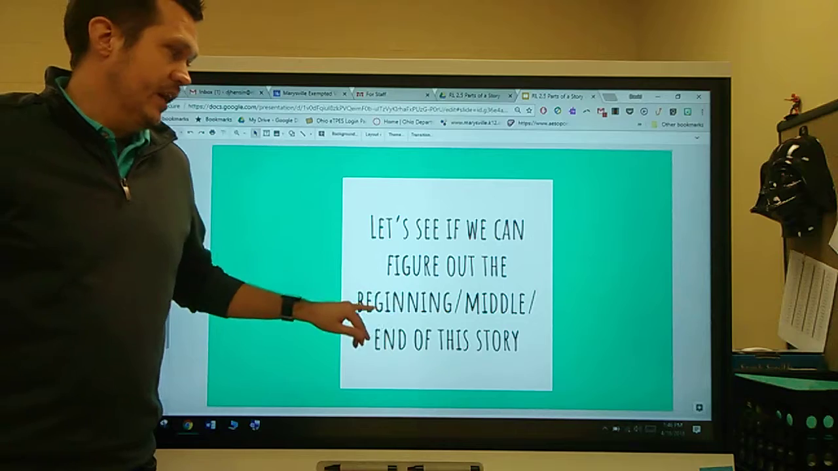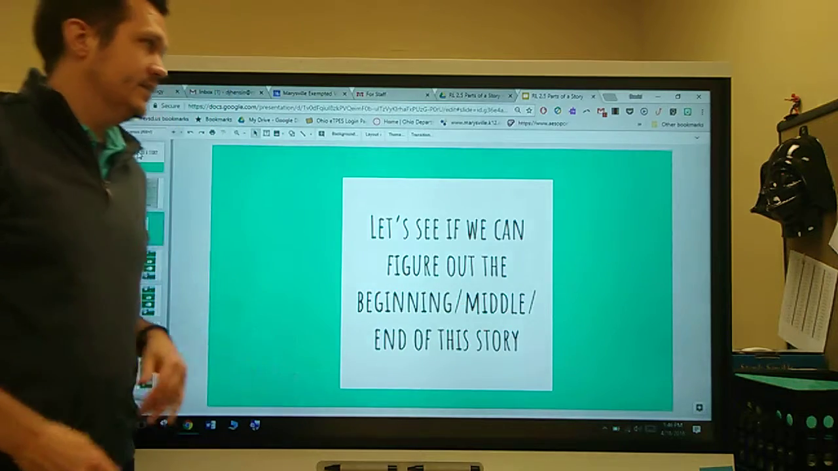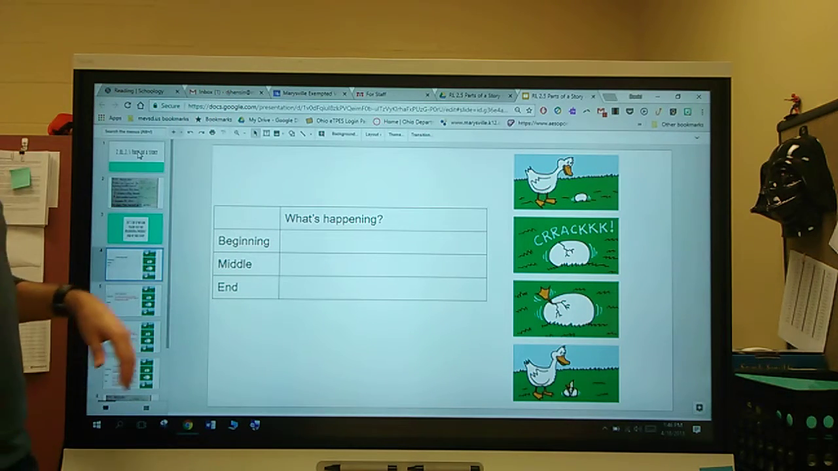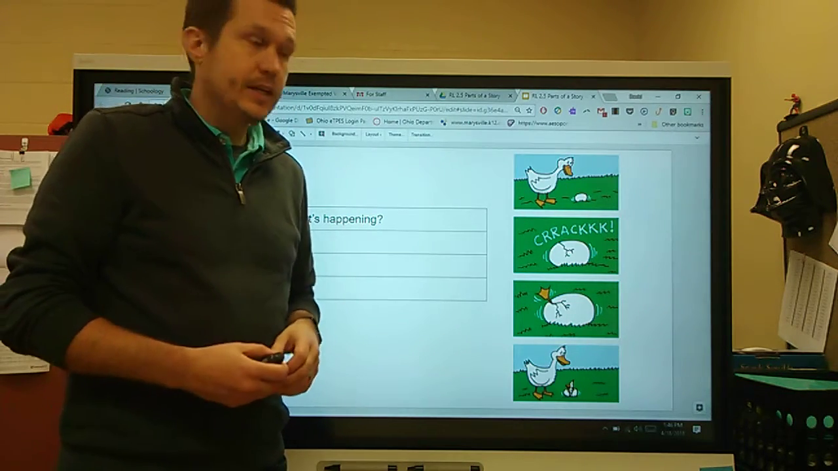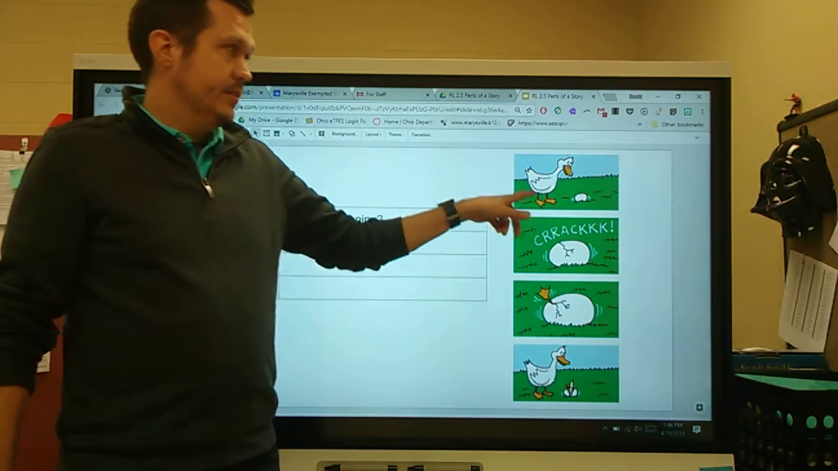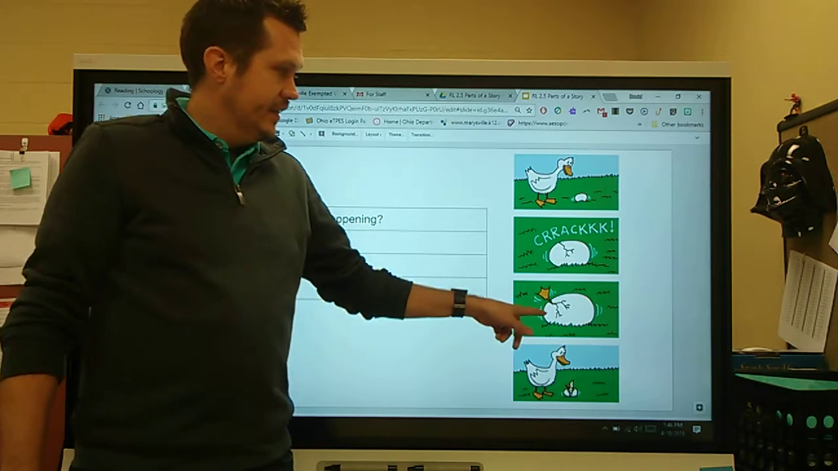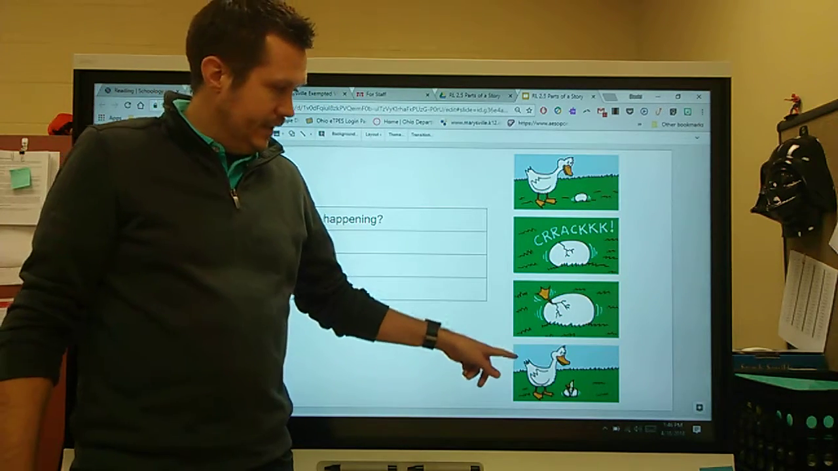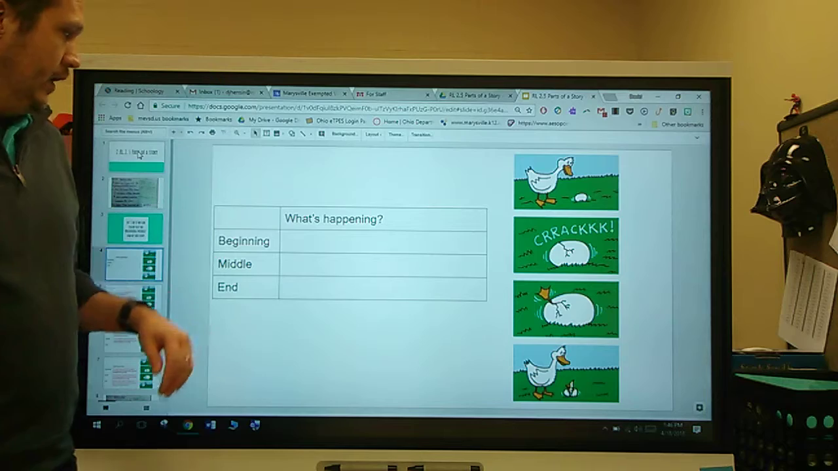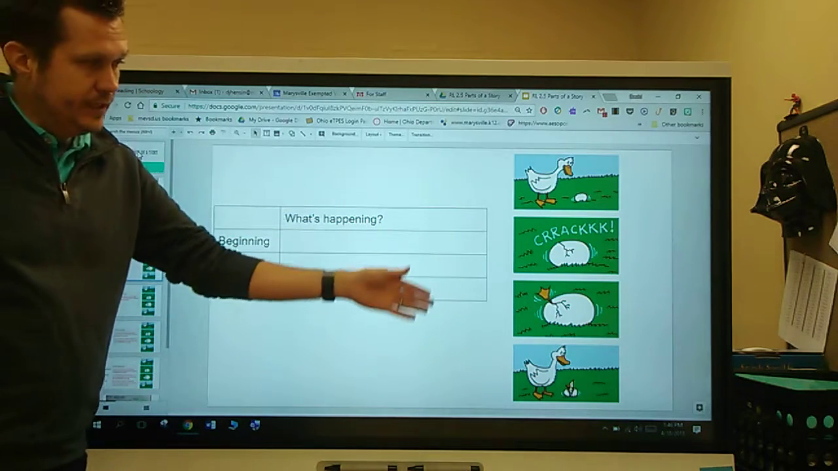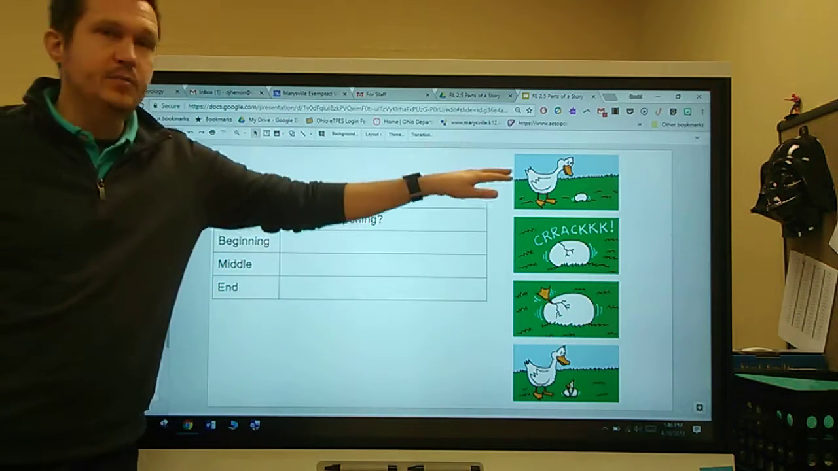So now we're going to see if we can figure out where the beginning, middle, and end of a story is and what the author's doing in the beginning, middle, and end. Let's take a look at that. So here we have a story. Now, I know that it's not written in words, but we can look at these pictures, and the pictures are telling us a story. Here is the beginning of the story, and then it moves through here. It says, crack, and then we see a leg pop up, and then we see the mother duck and the baby duck looking at each other. So what's happening at the beginning of the story?